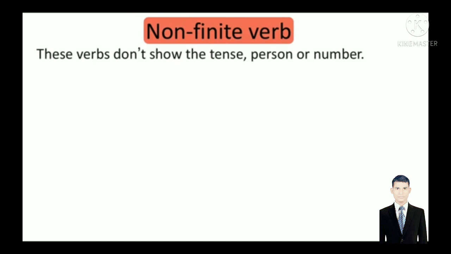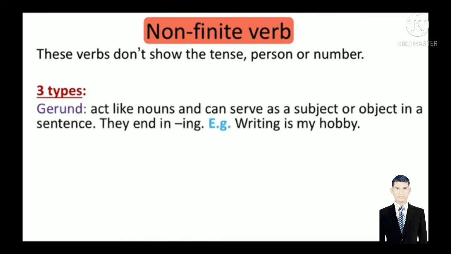Non-finite verb. These verbs don't show the tense, person, or number. There are three types. Gerund. These act like nouns and can serve as a subject or object in a sentence. They end with ing. For example, writing is my hobby.